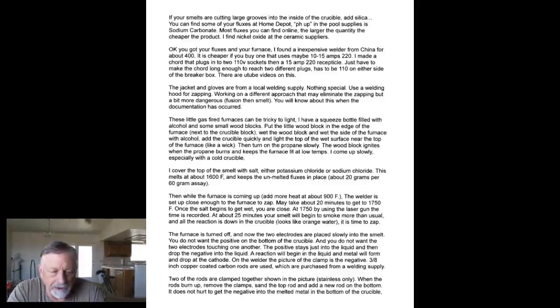All right, the jacket and gloves are from a local welding supply, nothing special. Use a welding hood for zapping. Working on a different approach that may eliminate the zapping, but a bit more dangerous. First a fusion, then a smelt. You will know about this when the documentation has occurred and it is successful. These little gas-fired furnaces can be tricky to light.